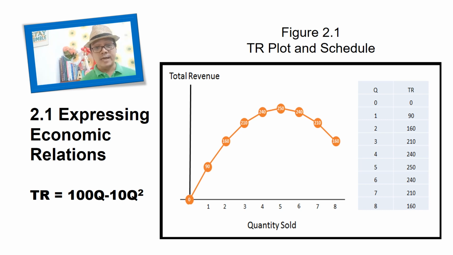By substituting various hypothetical data for the quantity sold, we generate the TR schedule of the firm, shown in figure 2.1. Plotting the TR schedule, we get the TR curve. Note that the TR curve rises up to Q equals 5 and declines thereafter. Thus, we see that the relationship between the total revenue of the firm and its sales volume can be expressed in equational, tabular, or graphical form.